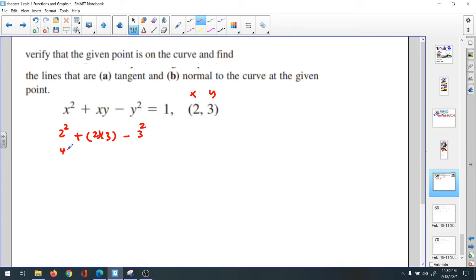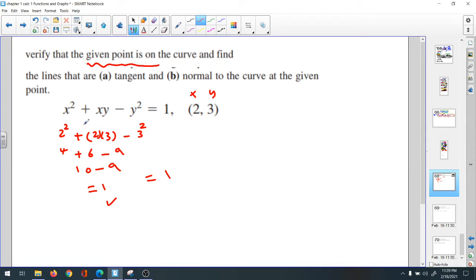Then 2 squared is 4, plus 2 times 3 is 6, minus 3 squared is 9. 4 plus 6 is 10. 10 minus 9 equals 1. So left equals right. Then yes, this point is on the curve. The given point is on the curve. That's the first part.